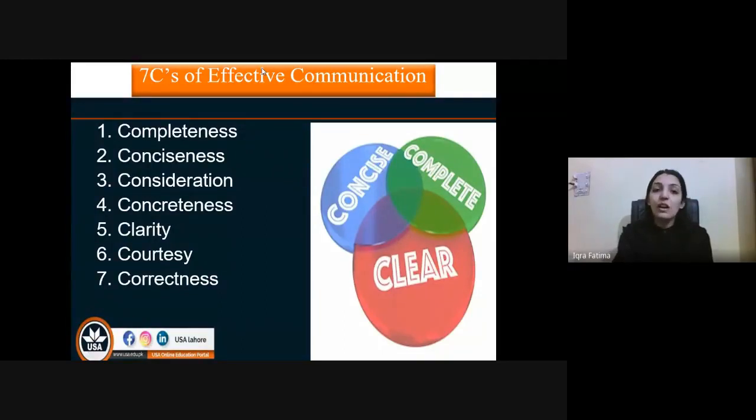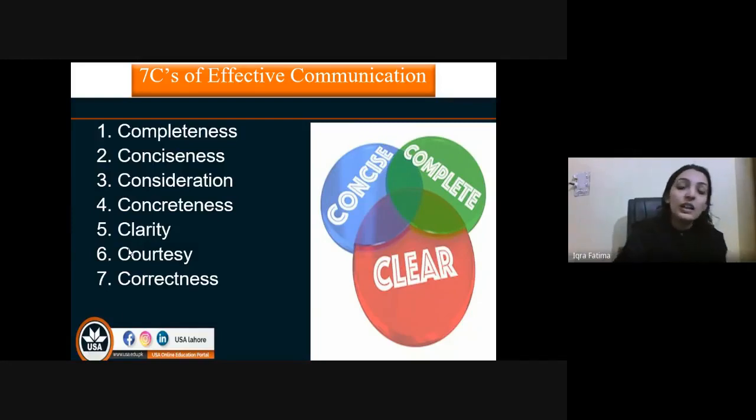And why did he call these words 7 C's? Because each word starts with C. You can see the first one: completeness, conciseness, consideration, concreteness, clarity, courtesy, and correctness. We will discuss all these C's one by one, and how we can add these terms in our communication to make it more effective.